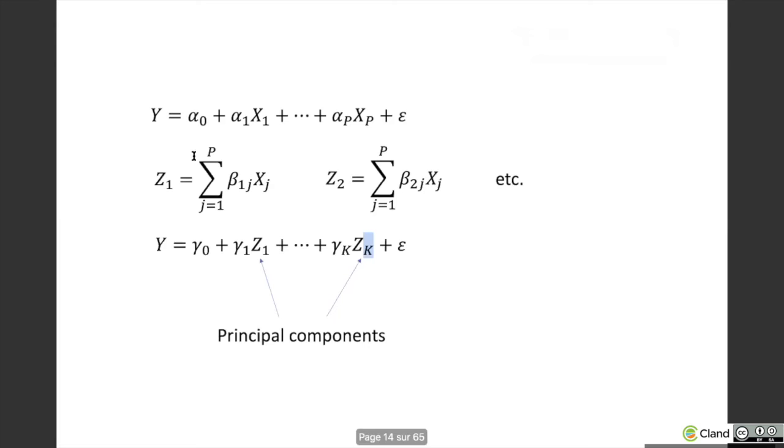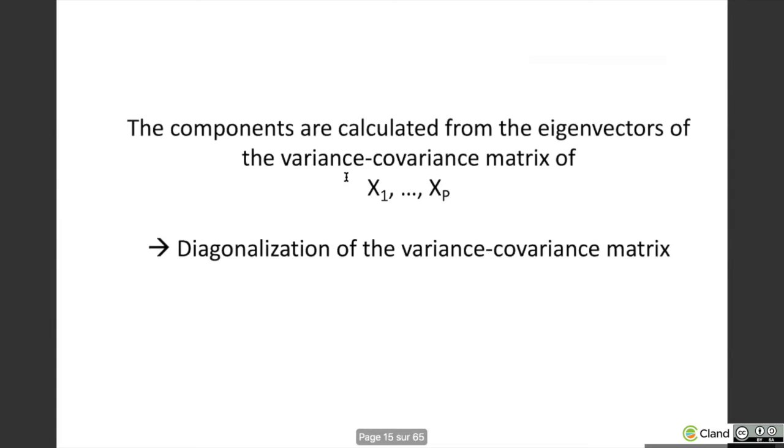How to calculate these values of z? In fact, it is done automatically by doing a principal component analysis. You don't have to do that by yourself, it will be done by the computer directly, but you have to diagonalize the variance covariance matrix.